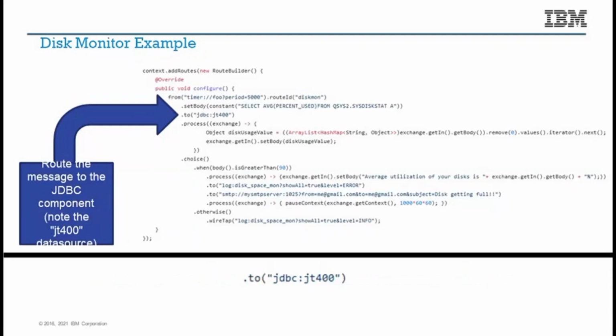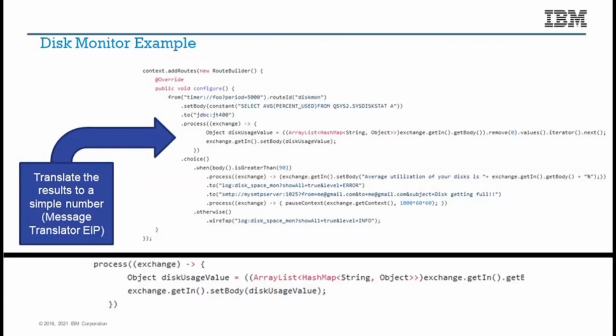I'm going to route that to the JDBC component, and a little bit of intricacies here I didn't have time to get into, but I basically have a data source registered called JT400. So I'm going to route this to JDBC to talk to DB2. That component is going to run that query, put the results in the message in this form of a hash map that contains mappings of strings to objects, right?